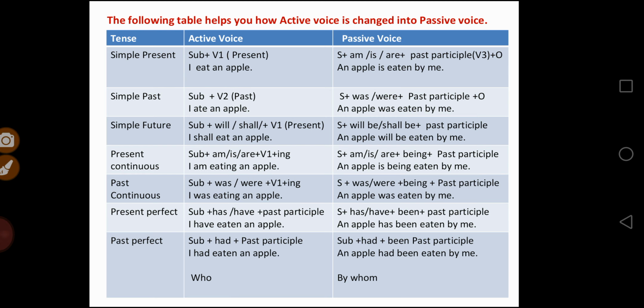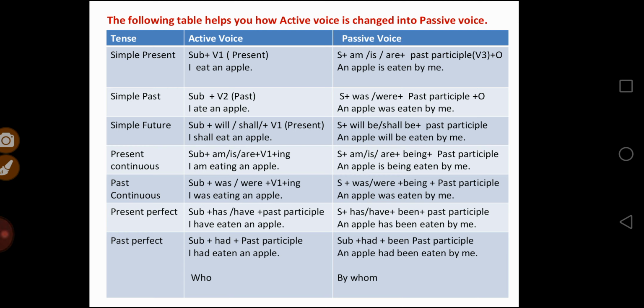Now children will learn about a table. Here I have given in the table how to change active voice into passive voice. The following table helps you see how active voice is changed into passive voice. After learning this, you can understand how to change the sentence from active into passive very easily.